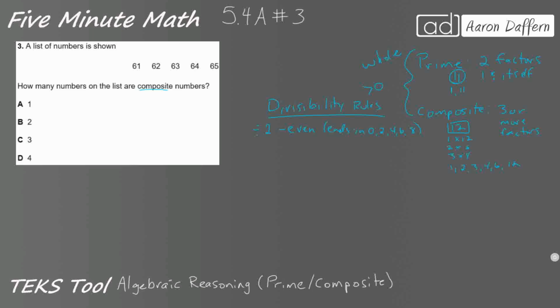Well, I've got some even numbers up there. Look at my ones place. I'm looking for a ones digit of 0, 2, 4, 6, or 8. I am seeing this right here, 62. I am seeing 64. So I see at least two composite numbers.